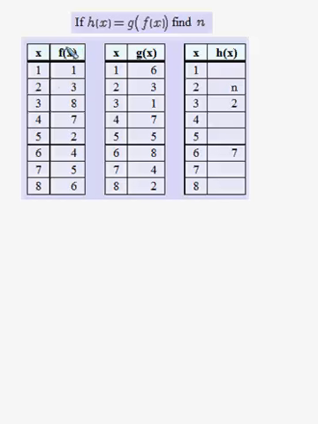In this problem, we're given three tables of data for three functions, f, g, and h, and we are told that the function h was obtained by finding the composite function g of f of x. The question is to find the value of n, which appears right here as the output of the function h.